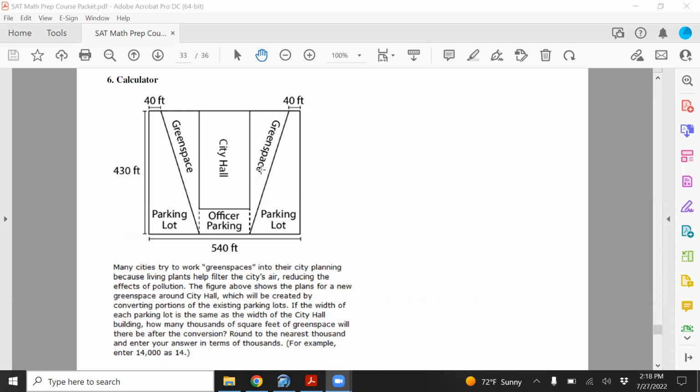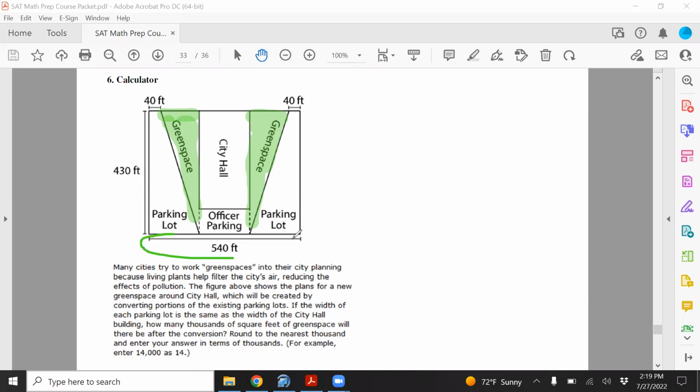So let's see here. Hold on a sec. Let me read this again more carefully. How many thousand square feet of green space will be? Okay, so we need to calculate this area. That's what we need to do. And I'm also recording this, so I'll share the recording with you guys.